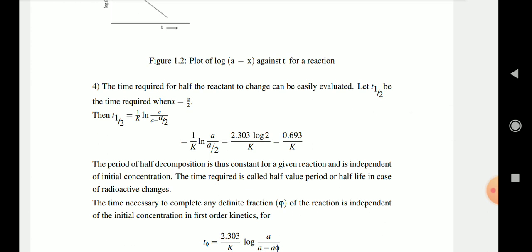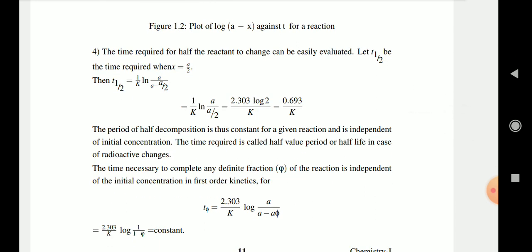Fourth, the time required for half of the reactant to change can be easily evaluated. Let t1/2 be the time required when x equal to A/2. t1/2 is equal to (1/k) ln A/(A minus A/2), which is (1/k) ln 2, equal to 2.303 log 2/k, that is 0.693/k. The period of half decomposition is thus constant for a given reaction and is independent of initial concentration. This time is called the half value period, or half life in the case of radioactive changes. The time necessary to complete any definite fraction of the reaction is independent of the initial concentration in first order kinetics.